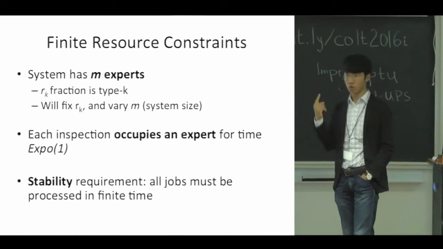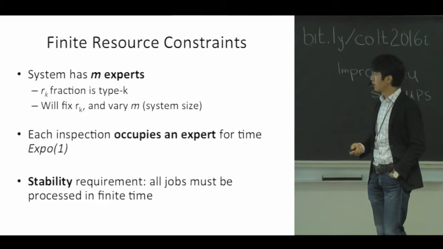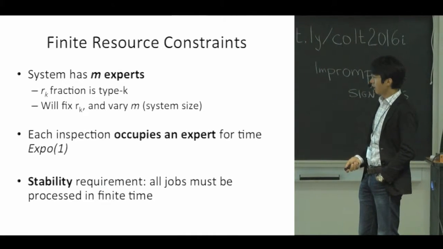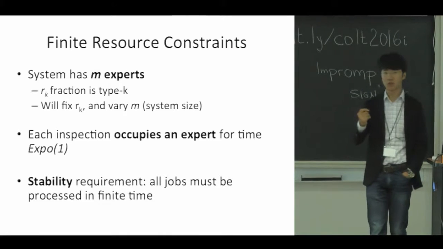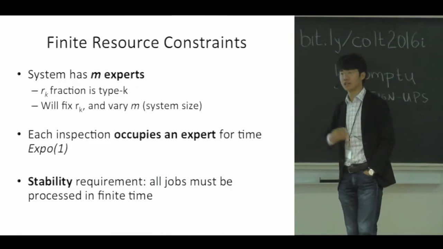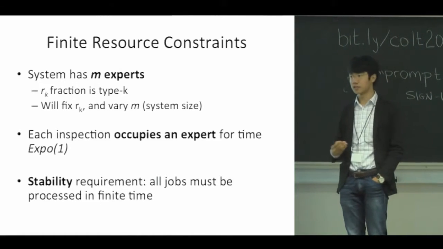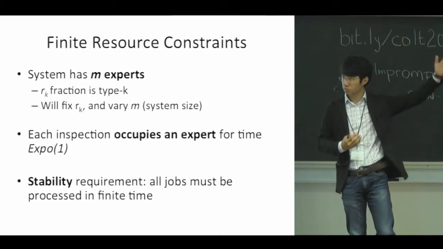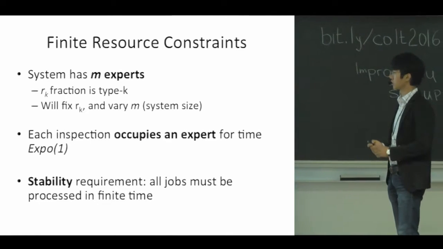For now, we'll assume it's just 1 unit of time, but you can make it arbitrary as long as it just depends on k. And we will require that the system be stable, in that we need enough people so that eventually all jobs get processed in finite time and the whole backlog doesn't just explode to infinity. That's the stability condition here.